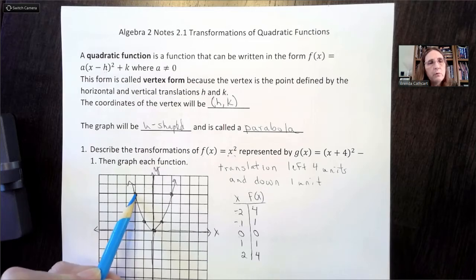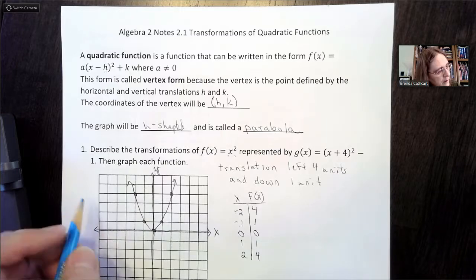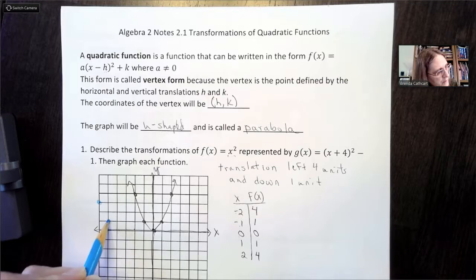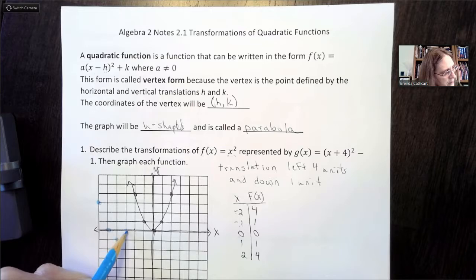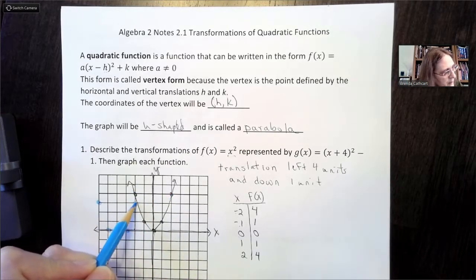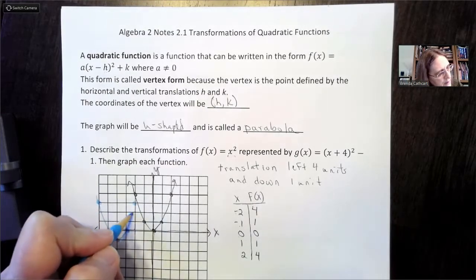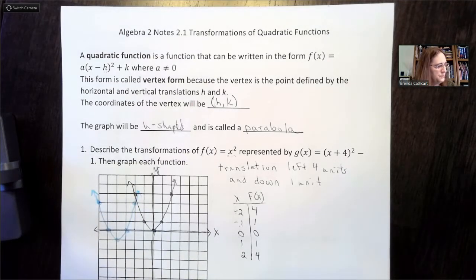So we're going to go to this point, and I'm just going to count to the left 4 and down 1 and mark that point. And I'm going to do that with our next points as well. Left 4 and down 1. The whole graph is just translated and moved left and down. So we have a new U-shaped graph. It's exactly the same shape. It's just in a different position on the graph.